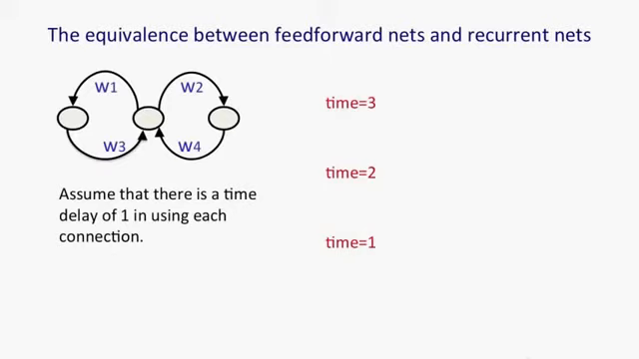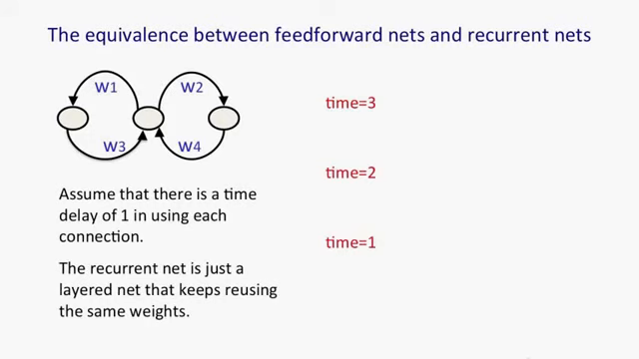So the diagram shows a simple recurrent net with 3 interconnected neurons. We're going to assume there's a time delay of 1 in using each of those connections, and that the network runs in discrete time. So there's a clock that has integer ticks. The key to understanding how to train a recurrent network is to see that a recurrent network is really just the same as a feed-forward network, where you've expanded the recurrent network in time.